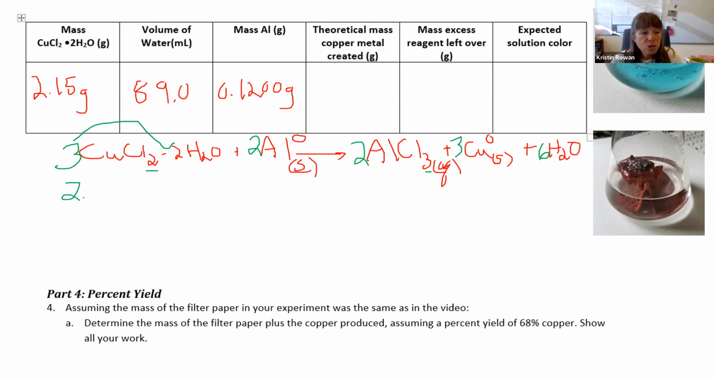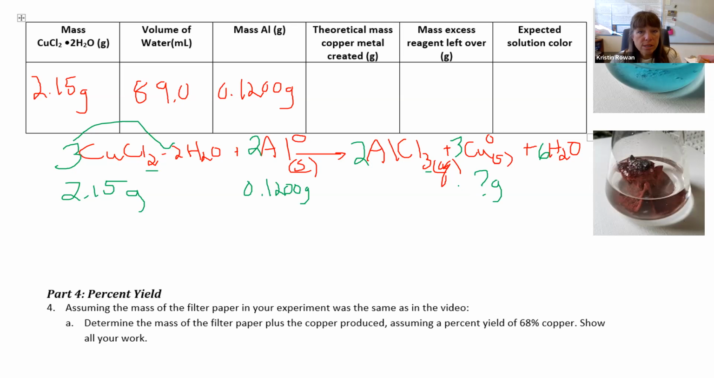So now I have 2.15 grams of copper chloride, 0.1200 grams of aluminum. And the idea now is to say, well, how many grams of copper can theoretically be made from both of those amounts of those reactants?